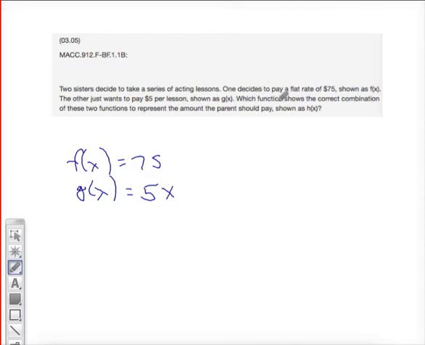What function shows the correct combination of these two functions to represent the amount the parent should pay? That means both of these kids are going, so you just add them up: 5x plus 75. Because they're both going together. They're sisters. One is paying this much and the other one's paying this much. And that's it. That's the combination.